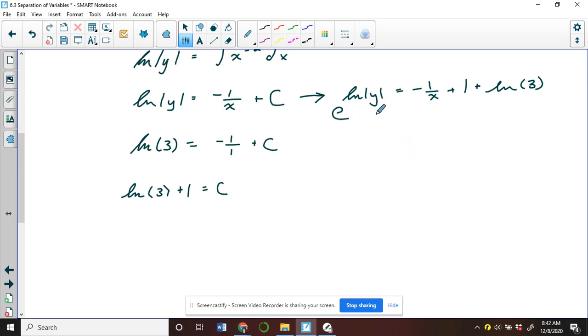To solve for y, we do need to raise this to the e power. e and natural log cancel. We're left with y equaling, on this side, e to the negative 1 over x plus 1. And we have plus the natural log of 3.